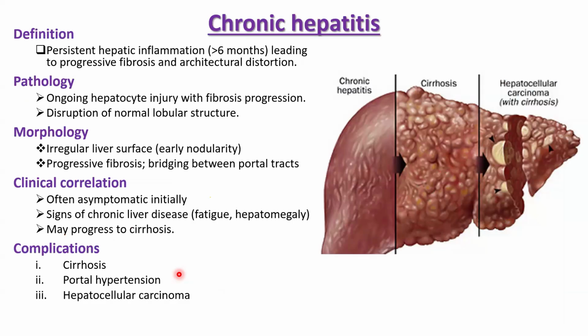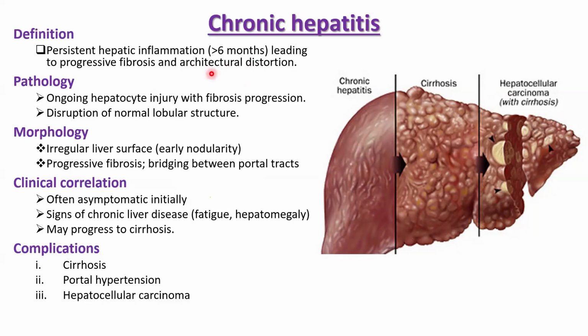And this is what we now talk about. When talking about chronic hepatitis, this is persistent hepatic inflammation for more than 6 months. The other one, acute, lasts a very short time, maybe a week or so. So chronic hepatitis is inflammation of the liver leading to progressive fibrosis, as you can see. There is fibrosis, changes in the liver architecture, and architectural distortion.